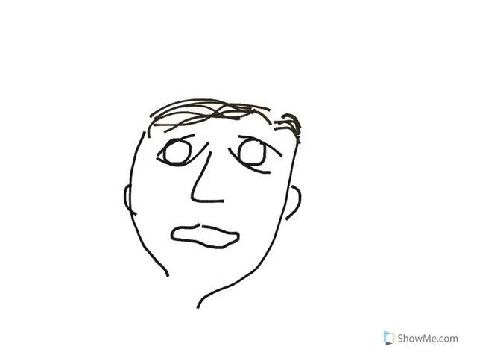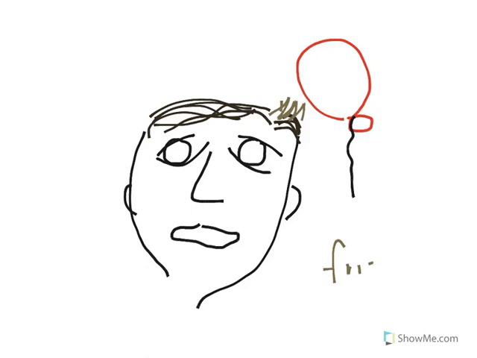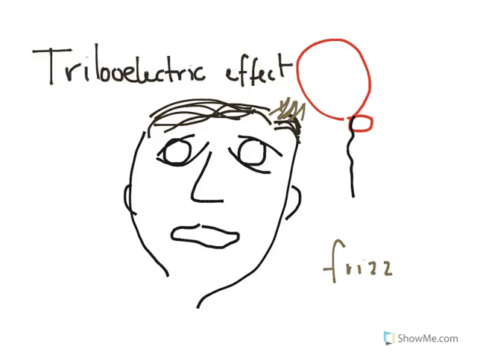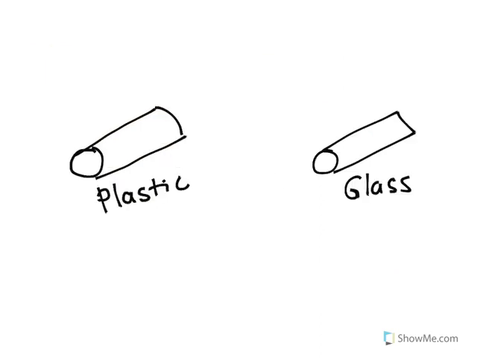You might have noticed previously in life that when you rub a balloon with your hair, the immediate effect is that some of your hair will start to freeze, like frizz, right? It's called the triboelectric effect. And you might have noticed that this has to do with something that we call the charge.